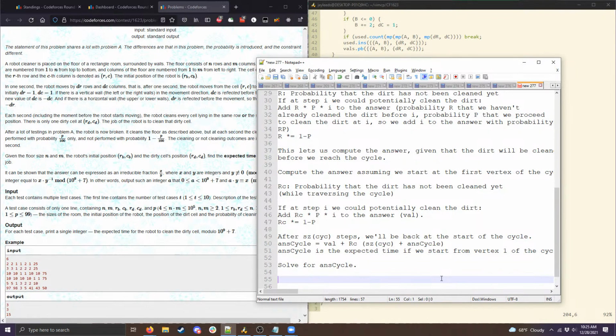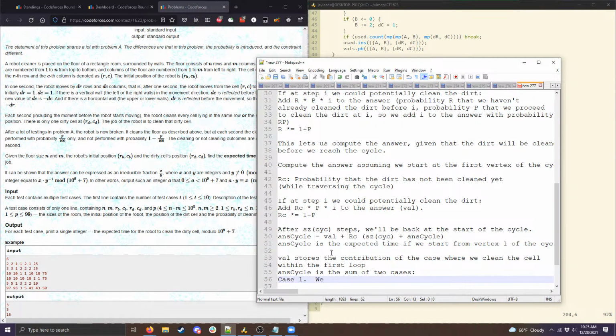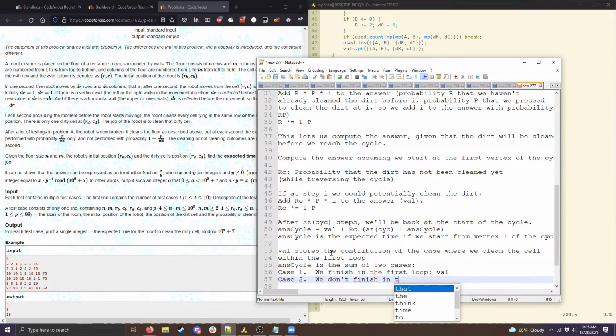And yes, okay, what happens if we stay in a cycle multiple times? So the idea is, Ant's cycle is the expected time it's going to take if we start from vertex 1 of the cycle. If we go through the cycle more than once, then val stores the contribution of the case where we clean the cell within the first loop. And so essentially, Ant's cycle is the sum of two cases. Case 1, we finish in the first loop, which is val. And case 2, we don't finish in the first loop.